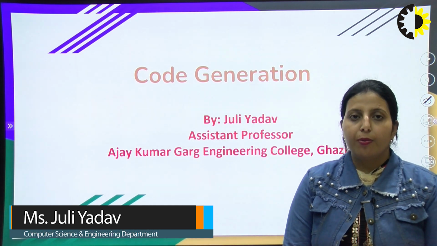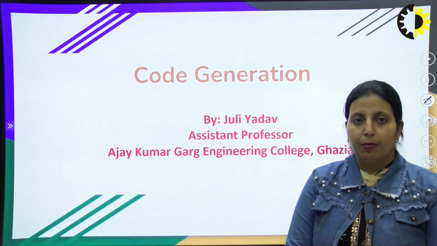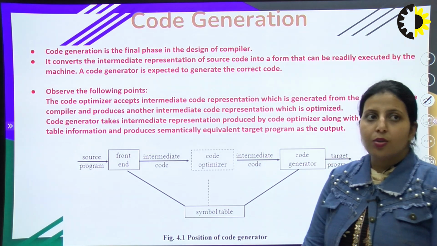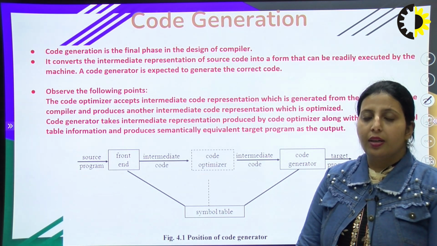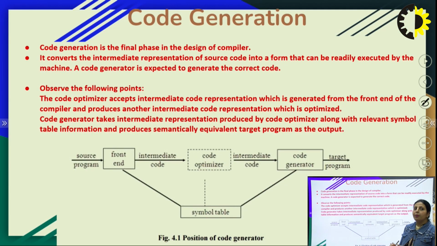So today's topic of presentation is code generation, which is the final phase of the compiler. So what is code generation? Code generation is the final phase of the design of a compiler. It converts the intermediate representation of source code into a form that can be readily executed by the machine. A code generator is expected to generate correct code.